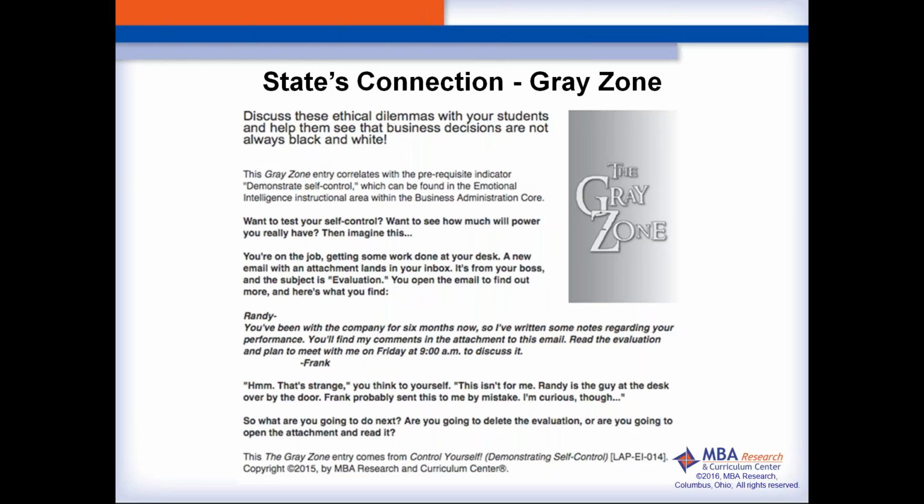States Connection also has gray zones. You can use the gray zone to introduce your students to problems and situations that don't have one specific right or wrong answer. Each gray zone is based on a unique performance indicator from MBA research's national standards and presents students with an ethical dilemma and business to resolve. It is great to use as a bell ringer, an exit ticket, classroom discussions, and more.